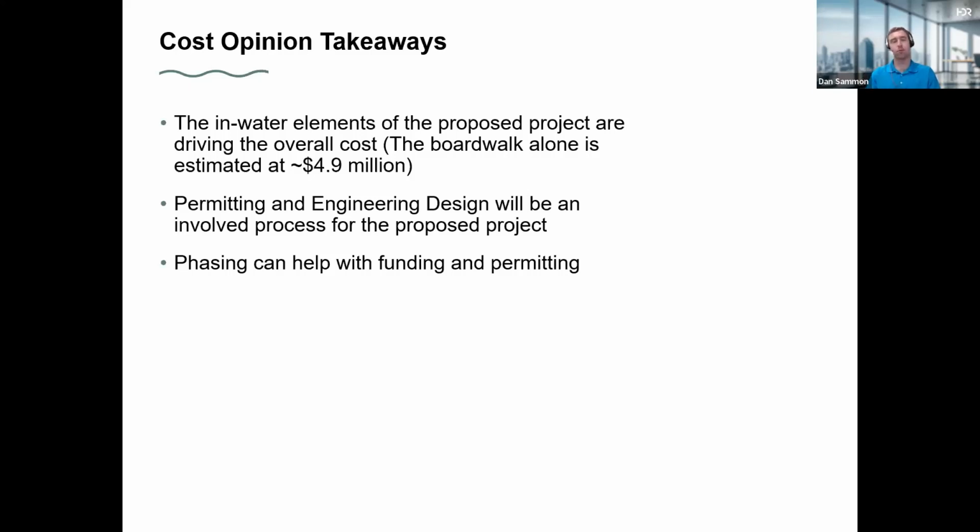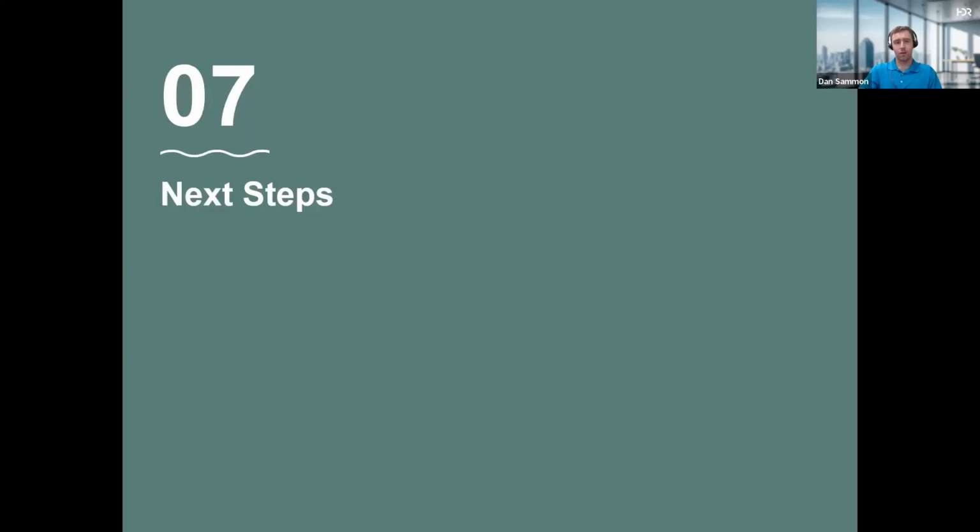But as stated before, phasing can help with the funding and permitting. So some of the upland features, Barbara already kind of mentioned that if you did some of the plantings and maybe working on the crossing, those are items that could be done sooner and potentially for a lot less cost upfront, and you could kind of chunk the overall thing and chip away at it. So those are some of the key takeaways. And then with that, I'm going to hand it back to Kim to talk about next steps.